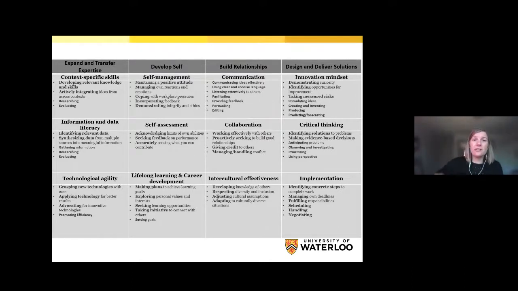And they're in four different categories: expanding and transferring expertise, developing of self, building relationships, designing and delivering solutions. So some of the key areas is learning how to apply your context-specific skills to different areas, learning how to manage information and data, learning how to adapt quickly to different technology changes. The self piece, the developing self, is about self-managing, managing yourself and adapting to different situations, assessing and understanding yourself really clearly, and then being able to adapt that to lifelong learning and career development.